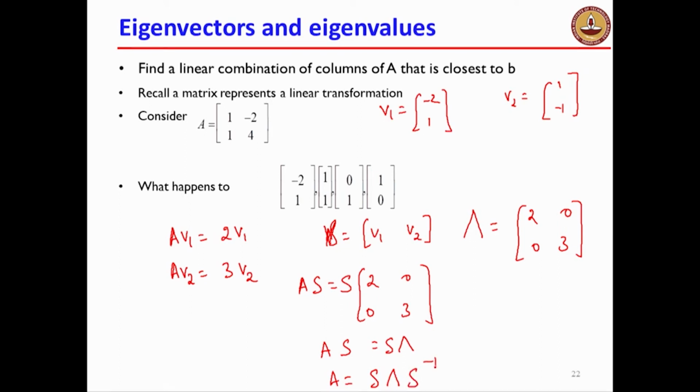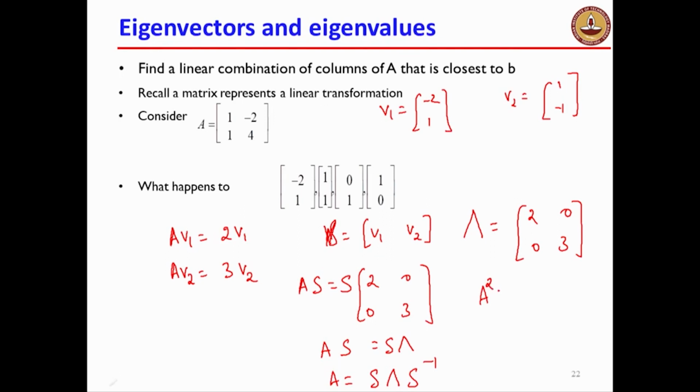AS is equal to S lambda. Lambda is the diagonal matrix consisting of the eigenvalues on the diagonal, and A is equal to S lambda S inverse. Now, why is this kind of representation useful? You will also see this in the tutorials.